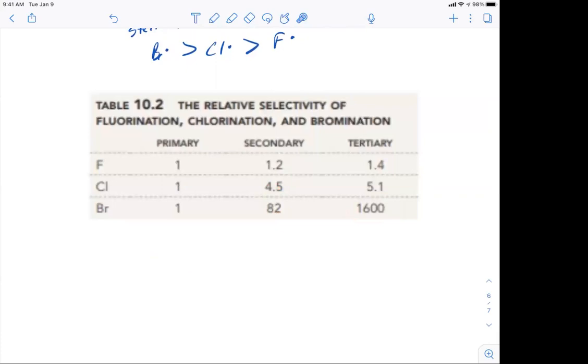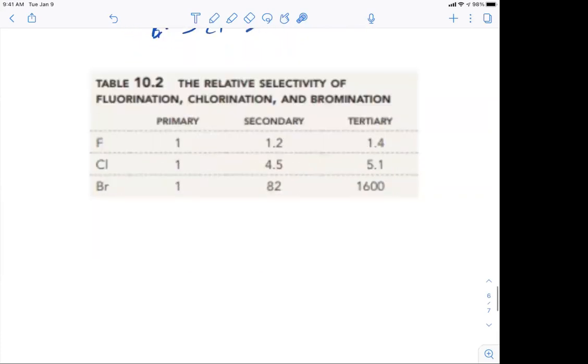So when we look at these three, if I wanted to make a primary halide, I would want to use fluorine or chlorine. Now, fluorine we know is problematic because it doesn't like to leave, right? So chlorine would be my choice. So really we're looking at chlorine and bromine. If I wanted a secondary or tertiary halide, then I would pick bromine because it's going to be more selective. Because of the low selectivity here, I would pick chlorine if I wanted primary. Because of the high selectivity here, I would pick bromine if I wanted secondary or tertiary.